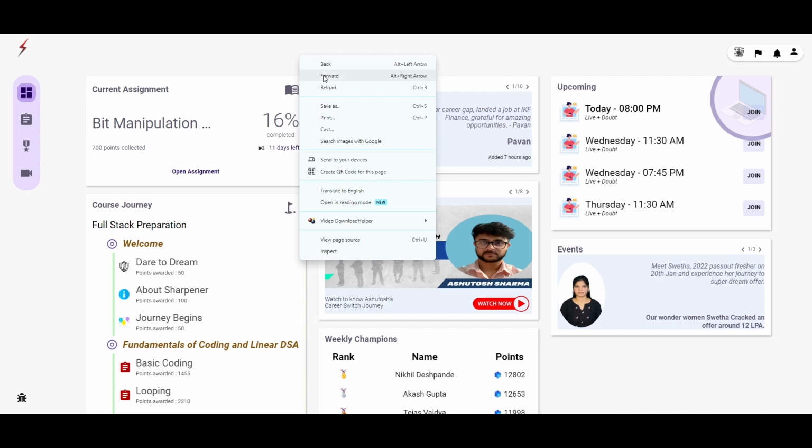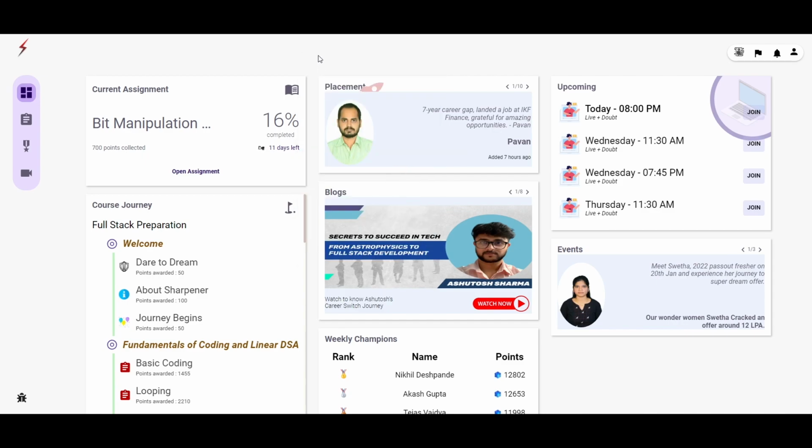Wait, bit manipulation was at 16%, right? So after completing the fifth assignment, it should have gone up.